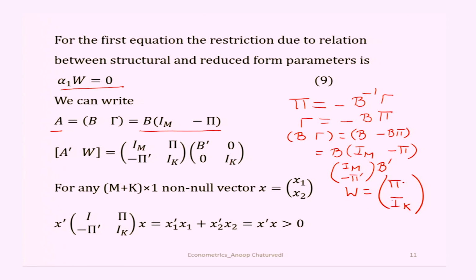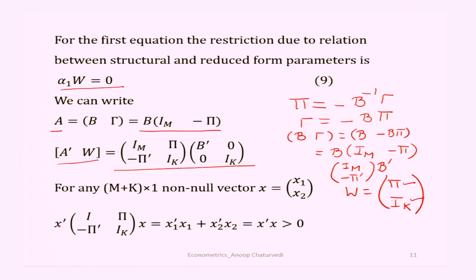So, you get this pi, and minus pi transpose into 0 plus I k. So, you get this I k. So, we can write A transpose W in this form. Then for any m plus k cross 1 non-null vector x, we partition x as x 1 x 2, where x 1 is of order m cross 1 and x 2 is of order k cross 1.